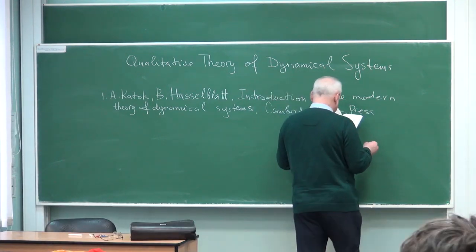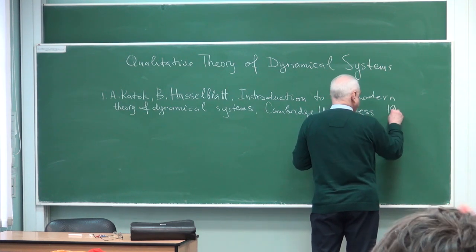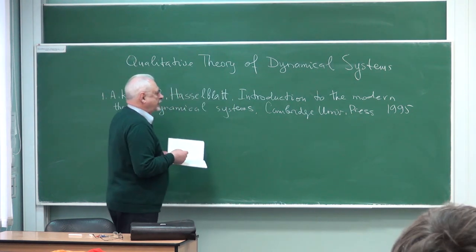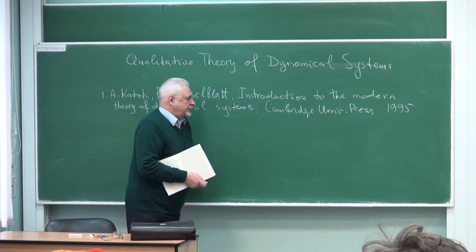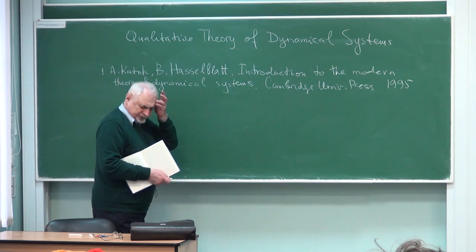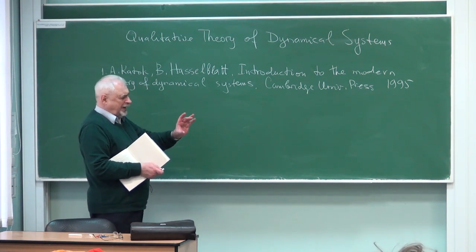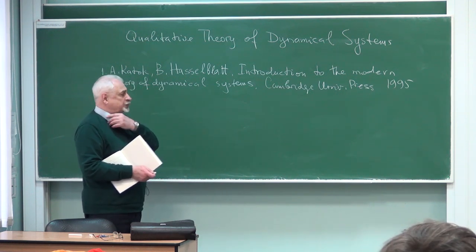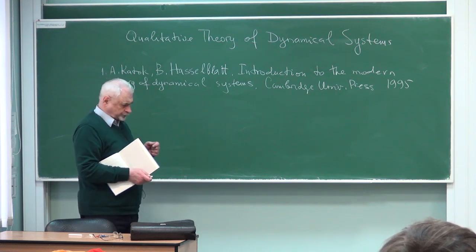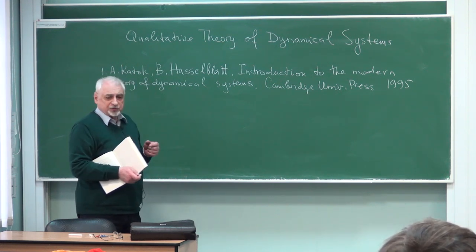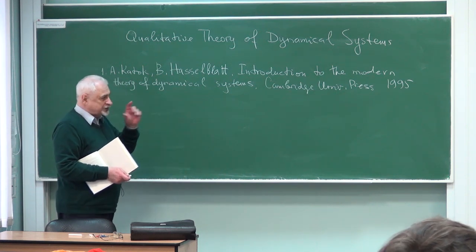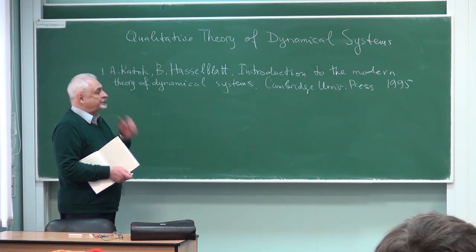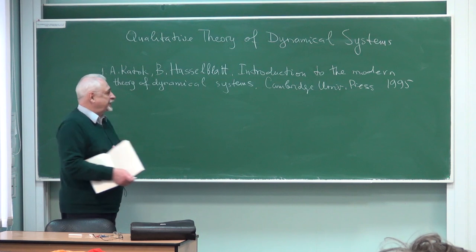In 1995, later there were other editions, but this is a very large, very thick book, which contains almost everything which we know about dynamical systems. But it's not so easy to read it. The proofs are short. I mean that you have to add details by yourself.